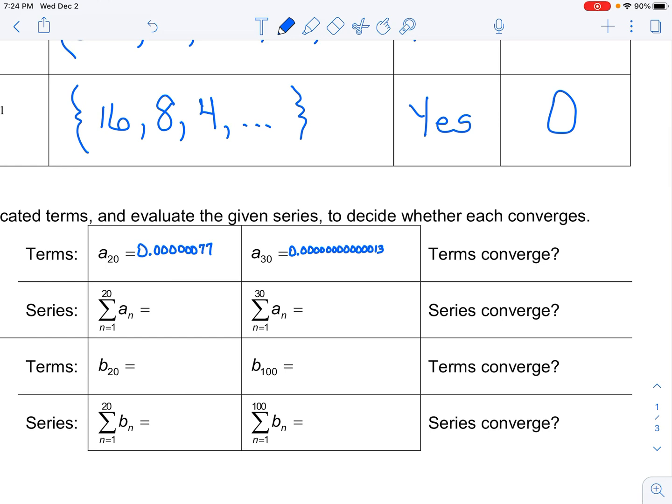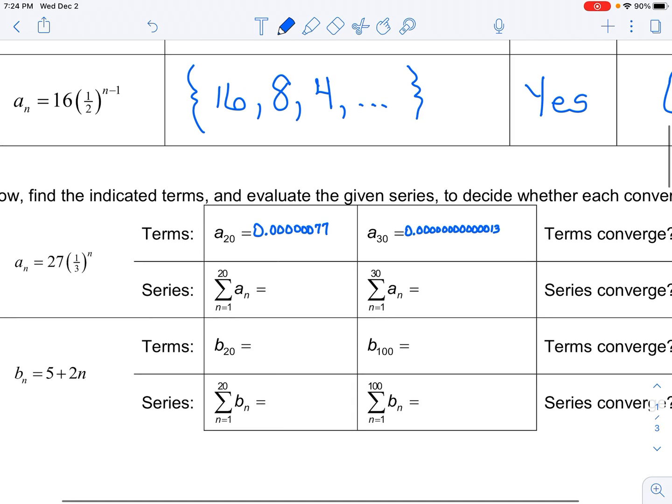Okay. So do these terms converge? Are they getting closer and closer to a specific number or a specific value? Yes, they're getting closer and closer to 0.